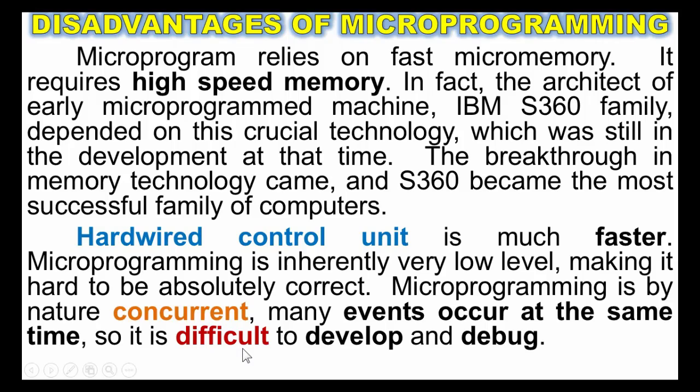Microprogramming is inherently very low level, making it hard to be absolutely correct. Microprogramming is by nature concurrent or parallel or simultaneous. Many events occur at the same time, so it is difficult to develop and debug. The disadvantages of microprogramming are, number one, microprogram requires high-speed memory. Number two, microprogram is slow to perform the data path or the arithmetic operations. Number three, microprogram is difficult to develop and debug because it must run concurrently or in parallel with the many operations of the central processing unit.